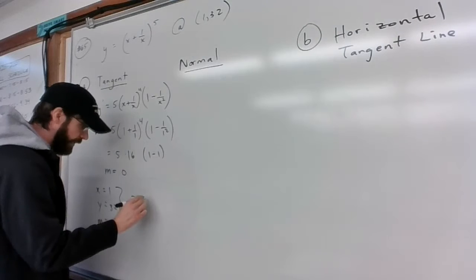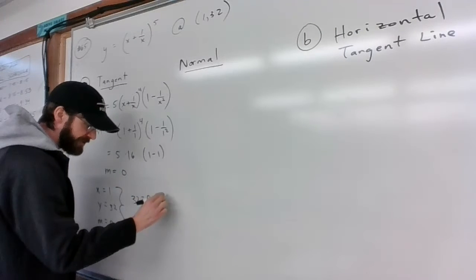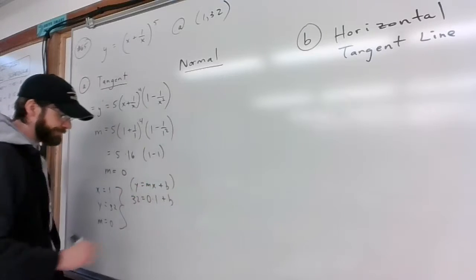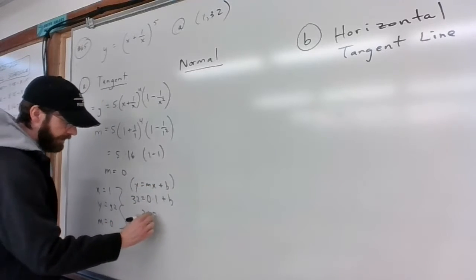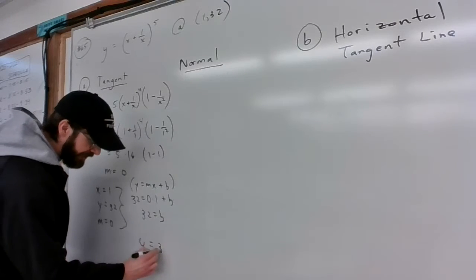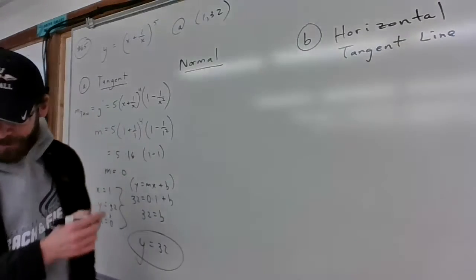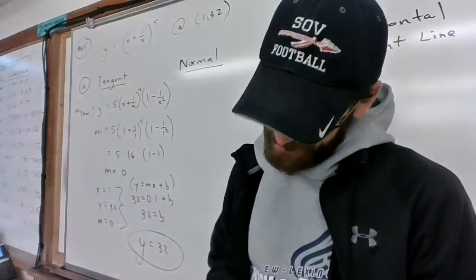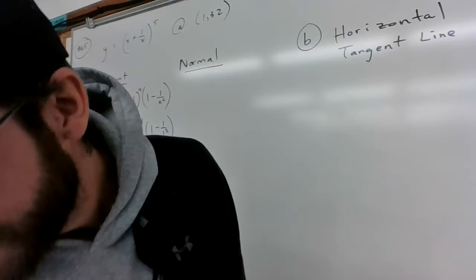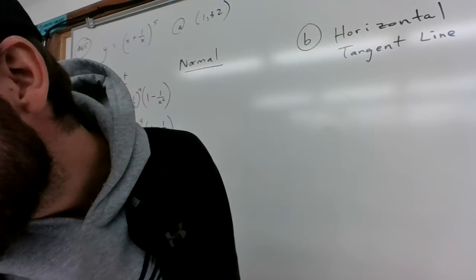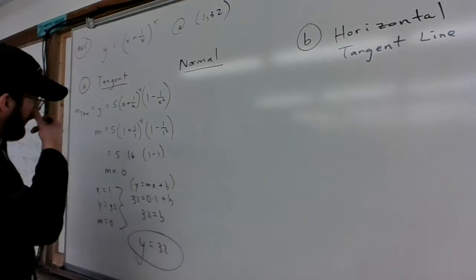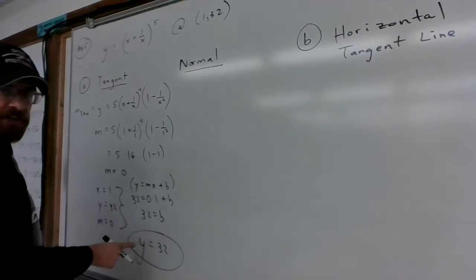32 equals 0 times 1 plus b. This is the y equals mx plus b I've been talking about. So 32 equals b. Y equals 0x plus 32, or just 32? All right, I want to make sure that I got this right because that looks kind of tricky. And I've made mistakes in the past. No, we're good. So that's the equation of the tangent line.